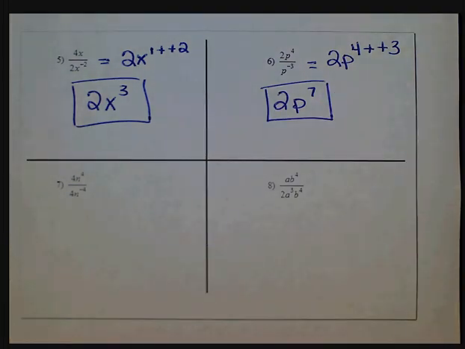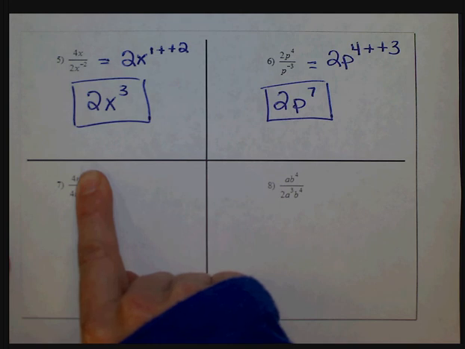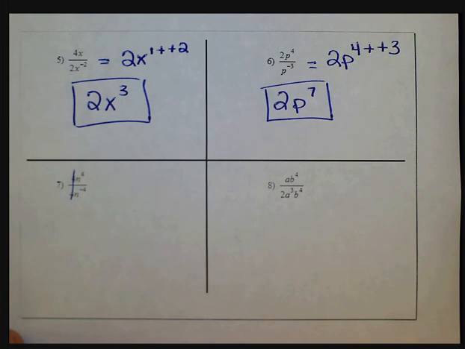All right, number 7. I look at the numbers. I have 4 divided by 4. Well, anything divided by itself is 1, so those cancel out. So now all I have to look at is the variables. n to the 4th divided by n to the negative 4. You might want to cancel those out, but you cannot. One has the power of a positive 4, and one has the power of a negative 4. They are not the same.